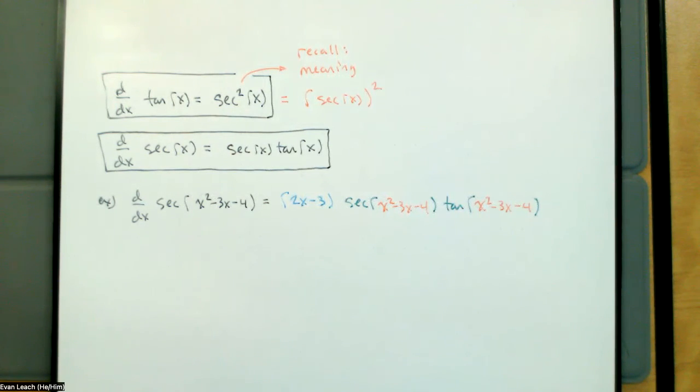Those are the four trigonometric derivatives you need to know. Derivative of sine is cosine. Derivative of cosine is negative sine. Derivative of tangent is secant squared. The derivative of secant is secant tangent. Type those in your memory. Click save.